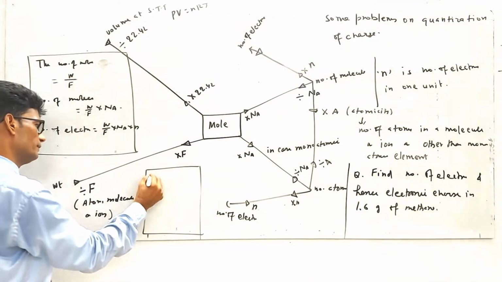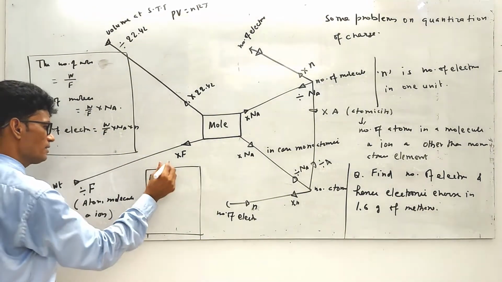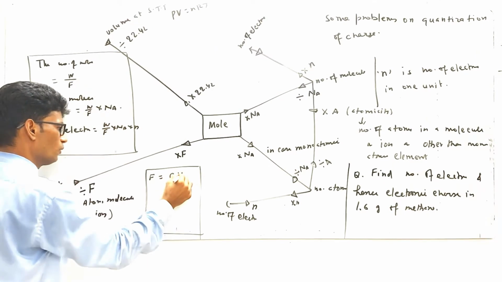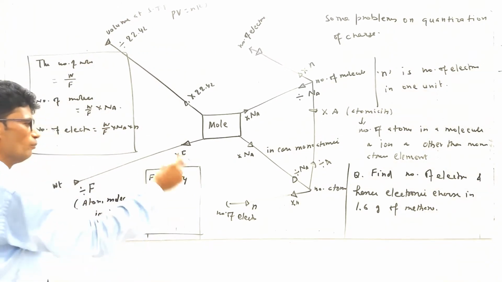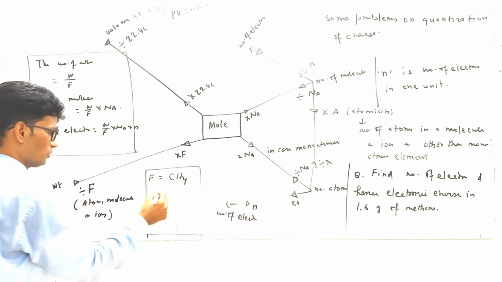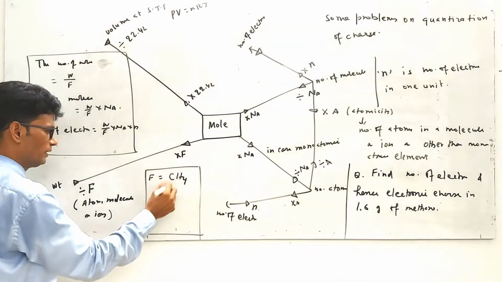Firstly, F is CH4. 1 mole of molecule of CH4 weighs, so this is 12 gram, 1 gram into 4, this is 16 gram.